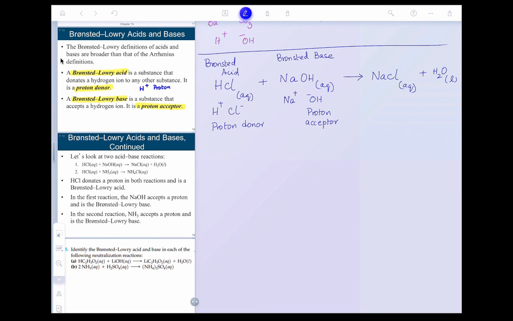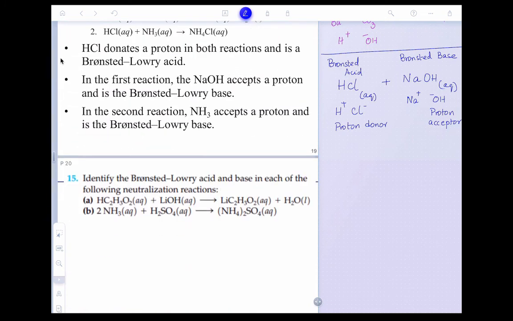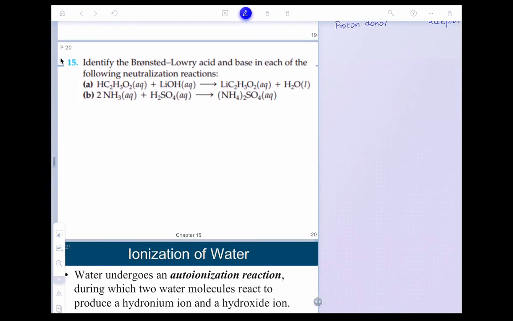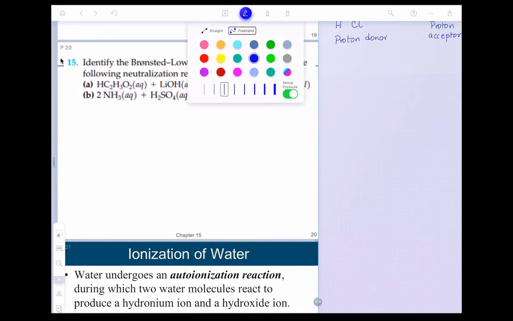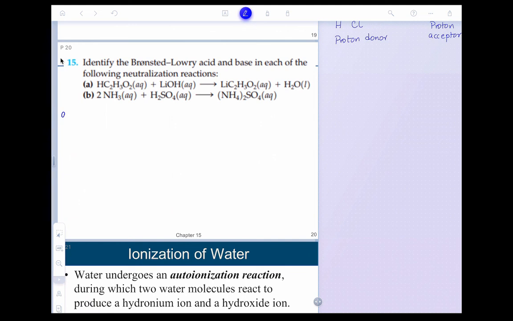So we need to find which ones donate protons and which ones accept protons. So let's do a couple of problems here to get the hang of that. We are going to start with the first one. I'm just going to write it all without the AQs, just to keep it clean for me to explain, okay? Nothing else. And then I'm going to write the products as given. I'm just not writing the subscripts A, Q, and L.